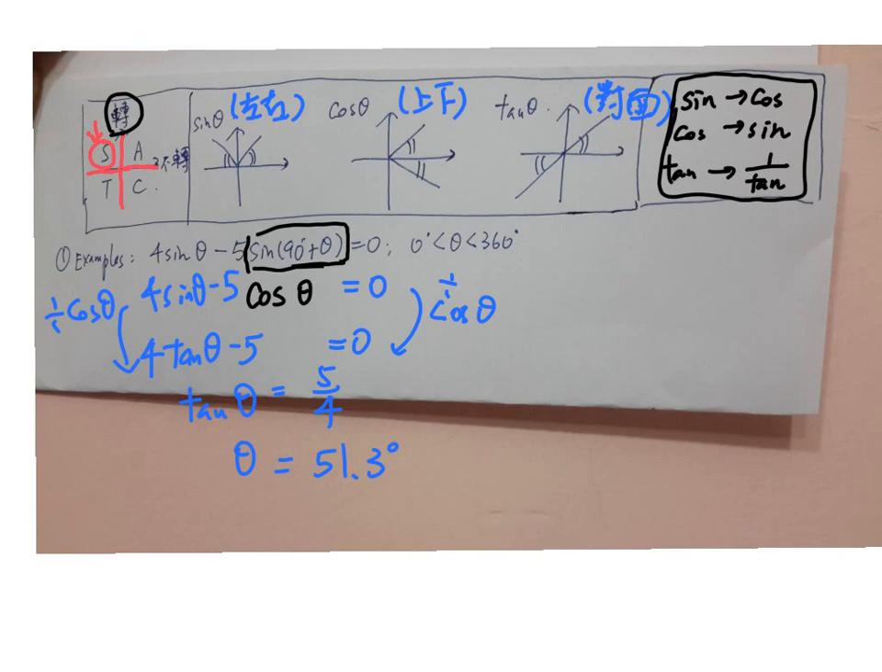Okay, but it is not the same as what you do in junior form. The problem is that theta is no longer between 0 and 90 degree. It is between 0 and 360 degree.